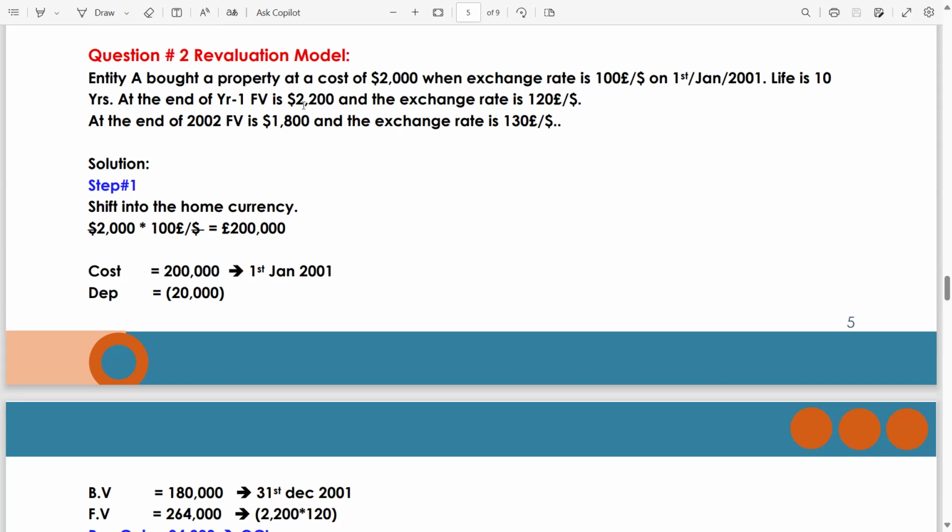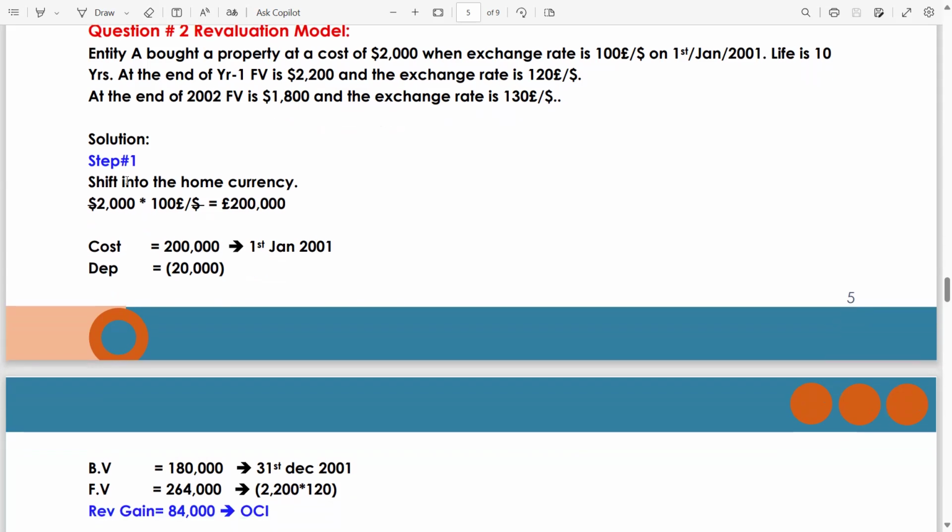If you can see, the fair value is reducing, so you can guess there is a revaluation loss, but don't always go with such logic in this IAS, because there are exchange rates, so there is a possibility that the figure in home currency will be greater than the earlier figure. Solution. Step number 1, shift into the home currency.